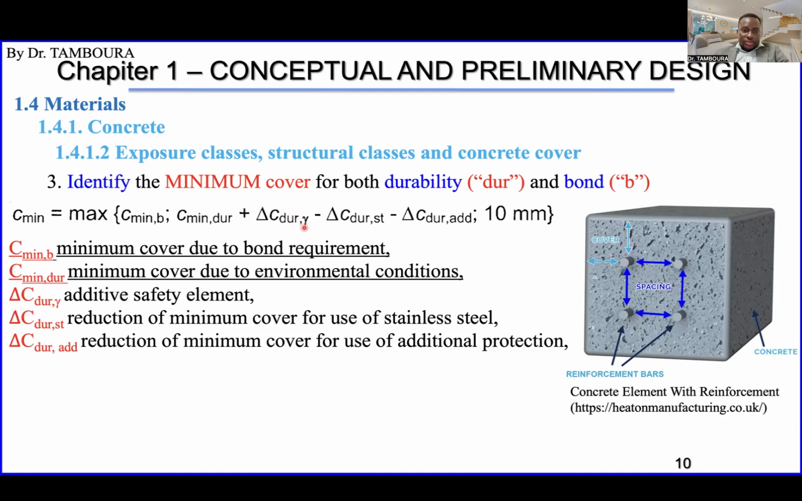And this one here is additive safety element. Okay. You just add something plus something for safety. And this one is the reduction actually for this. This one was added for safety, and this one is reduction due to the minimum cover for use of stainless steel. So if you are using this type of steel, you can reduce this one, a value.